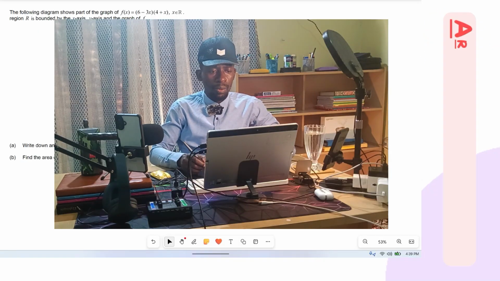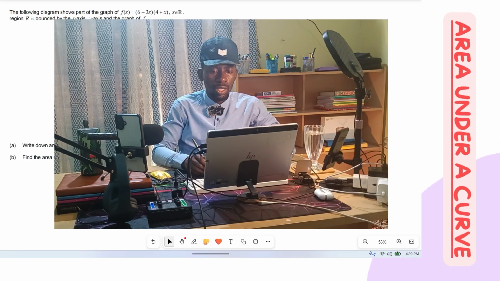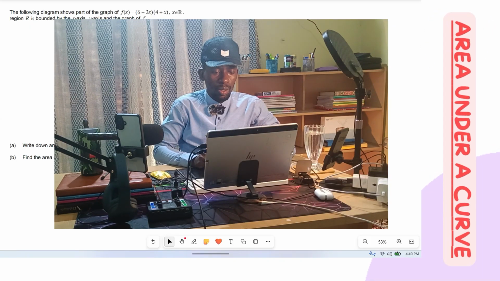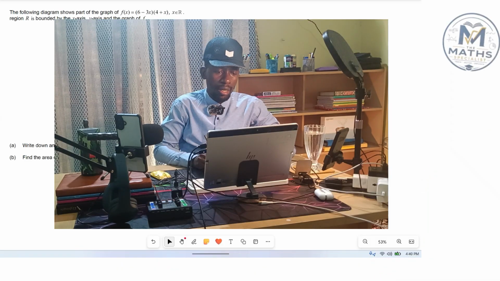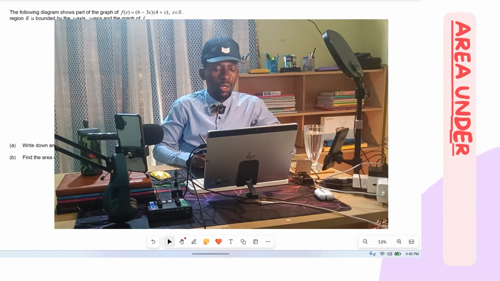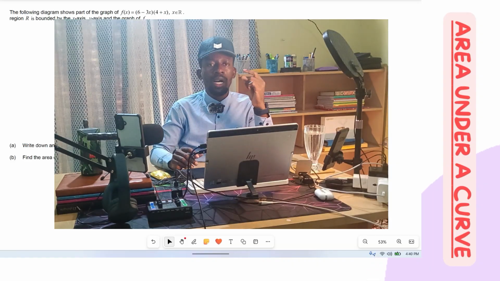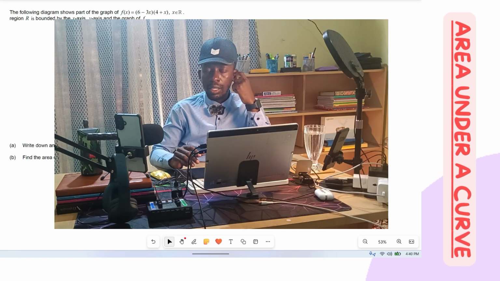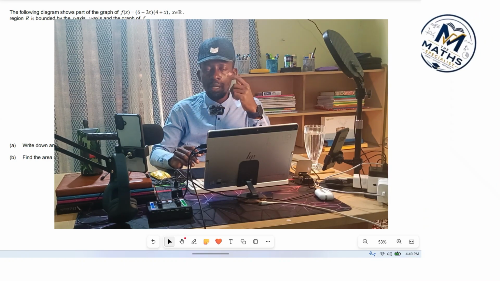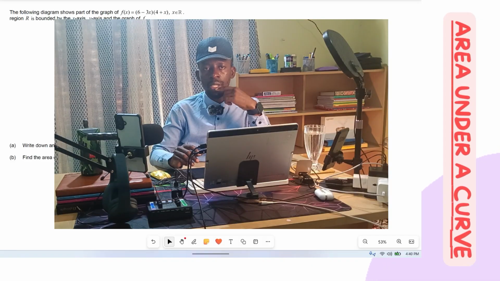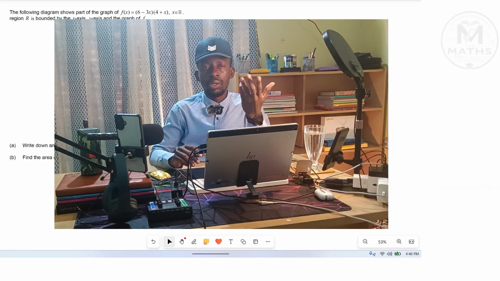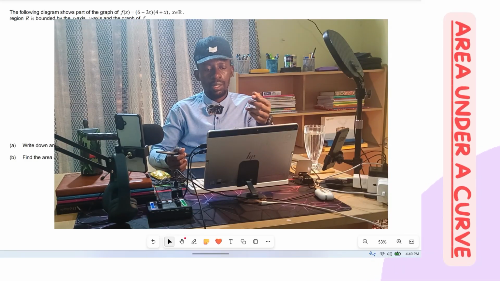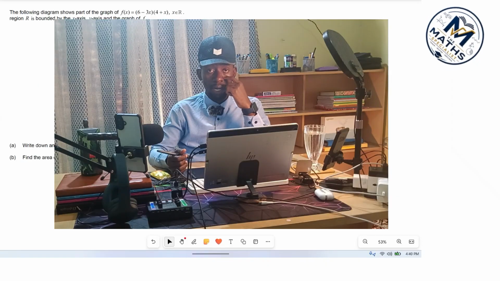And what is part A of the question? Part A needs us to write down the integral for the area of the region R. First of all, I would like to advise students, whenever you have a question like this, you need first to observe how many marks the question has. If it is just a 1 mark question, you can plug in the calculator and get everything. You can get part A and part B directly from your calculator.